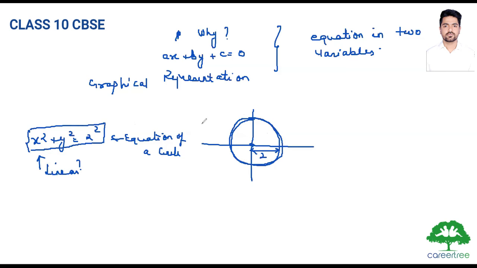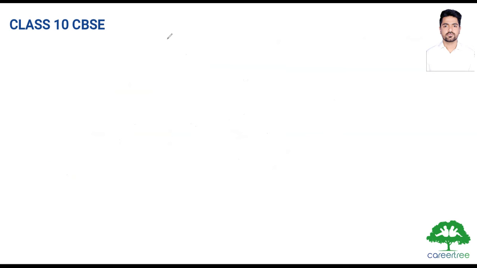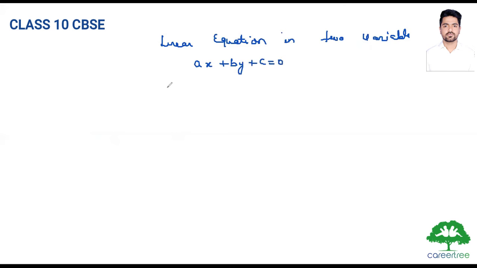So why are we calling it a linear equation in two variables? It means that if you plot the solutions of that equation, basically, how many solutions can a linear equation ax plus by plus c equal to 0 have? Infinite solutions.